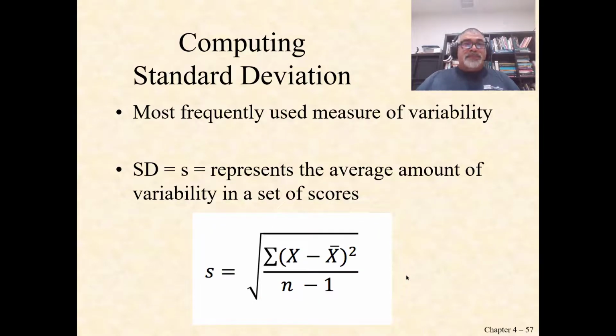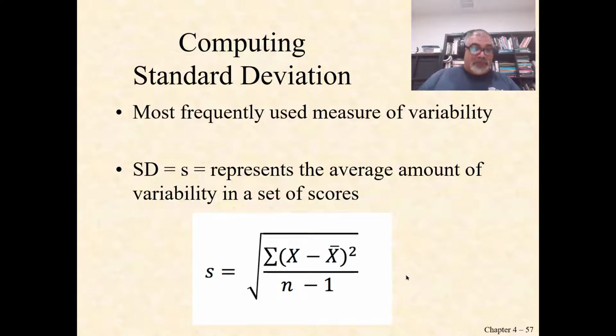So it's the most frequently used measure of variability, and sometimes we call it SD, standard deviation. Sometimes we just call it S for standard deviation. But it's the average amount of variability in a data set.